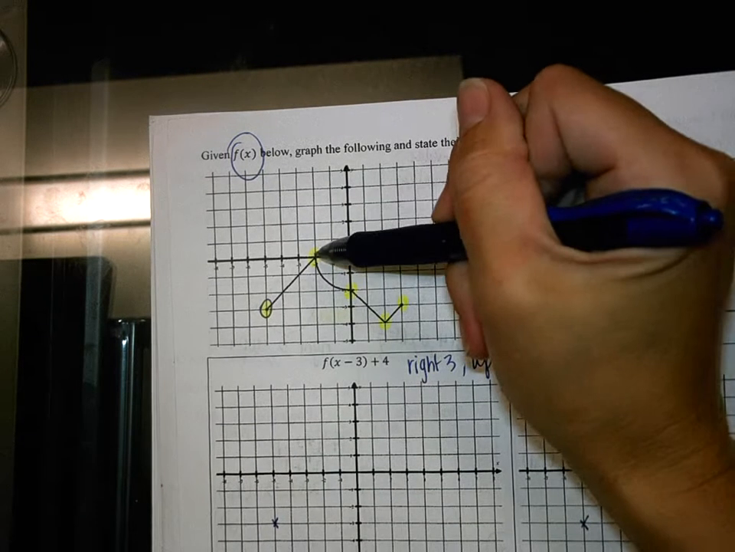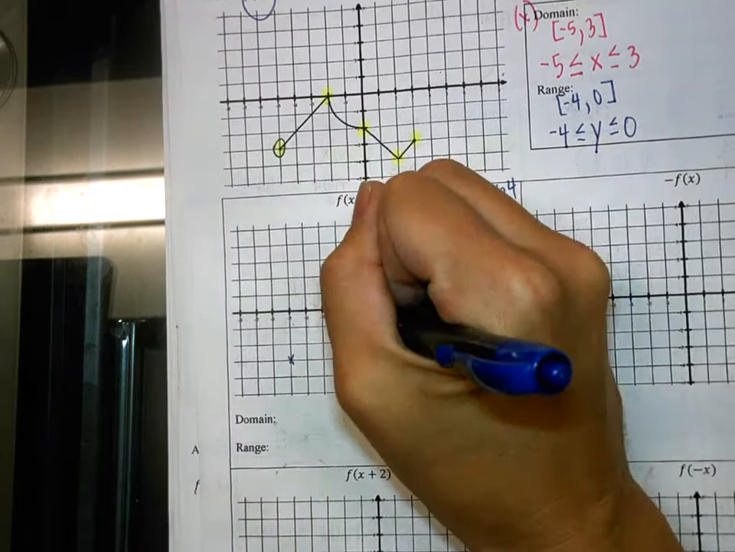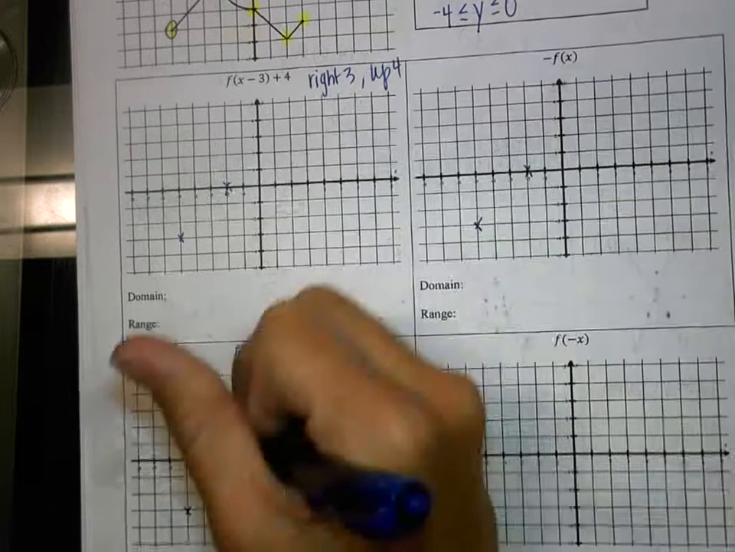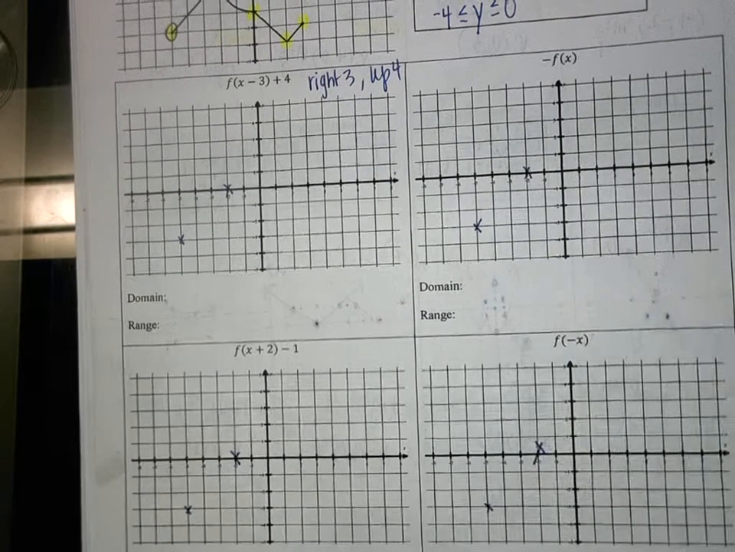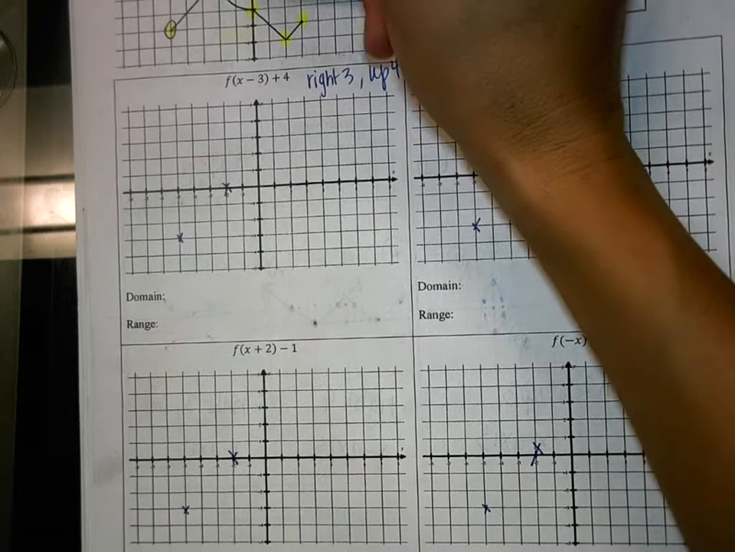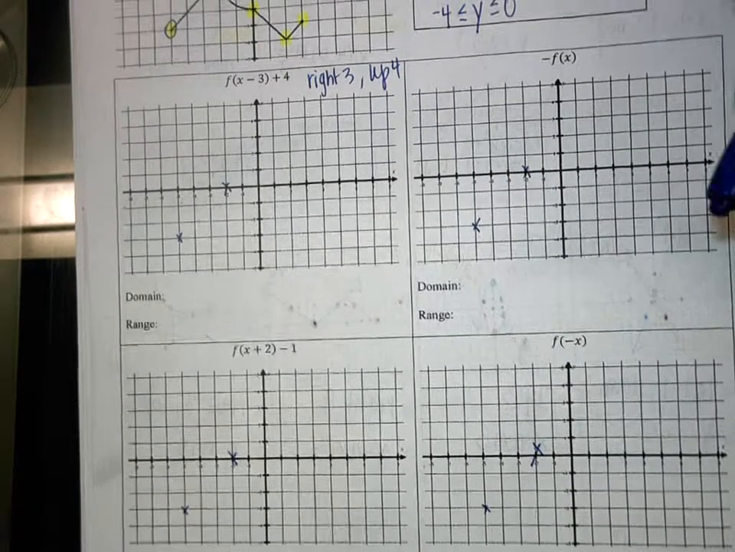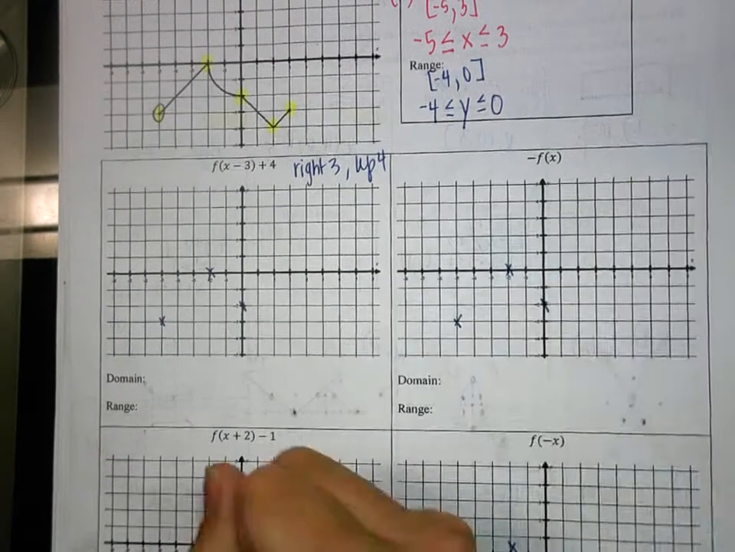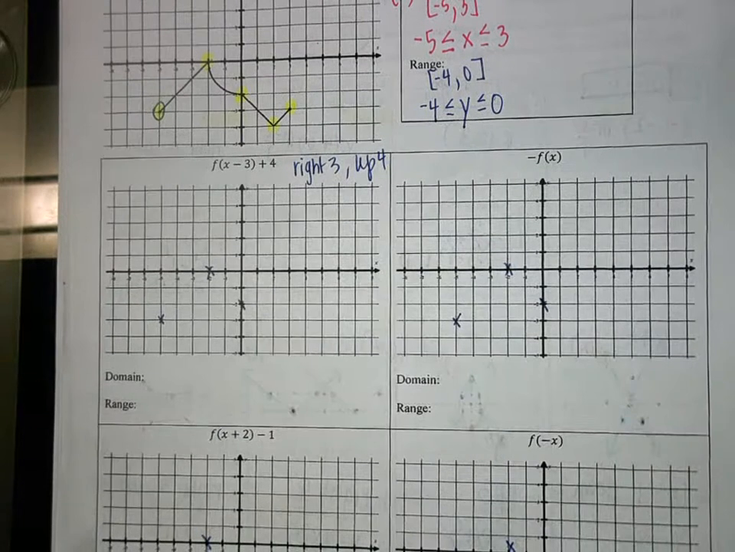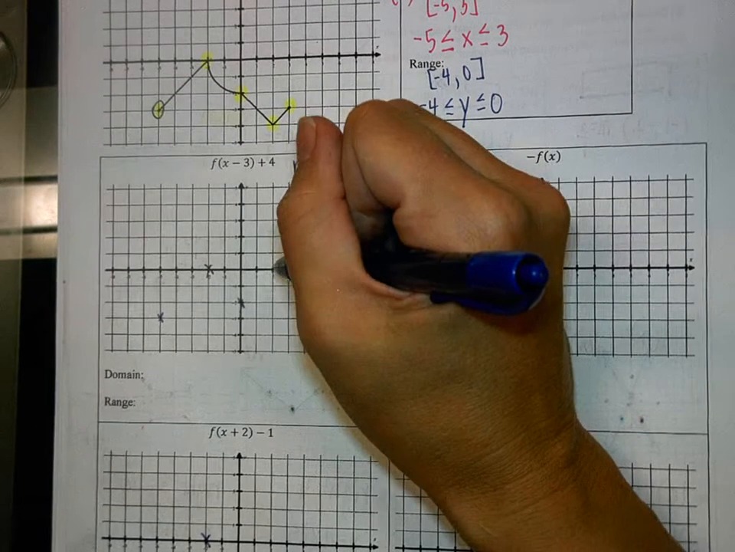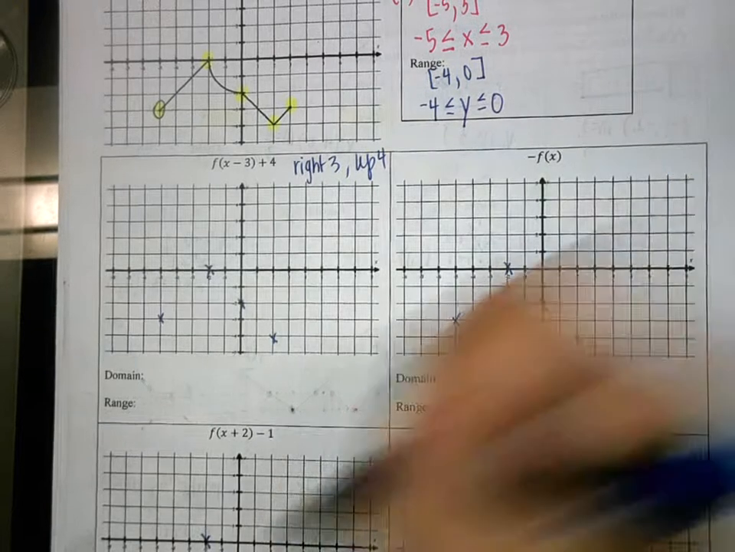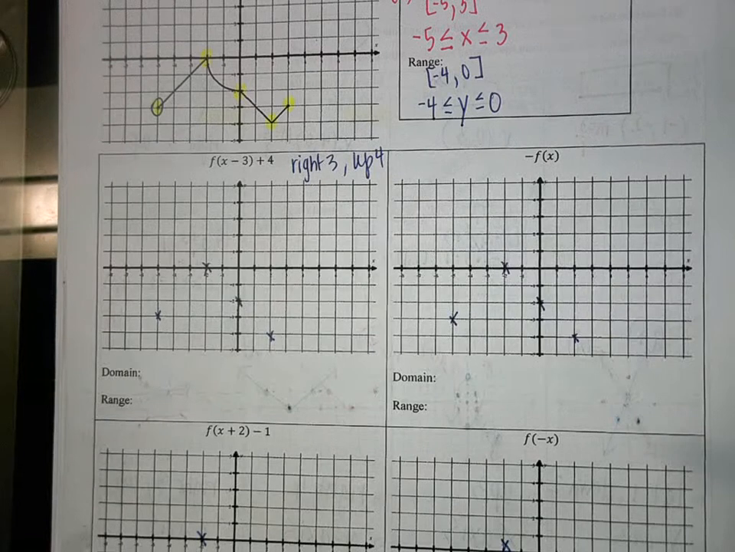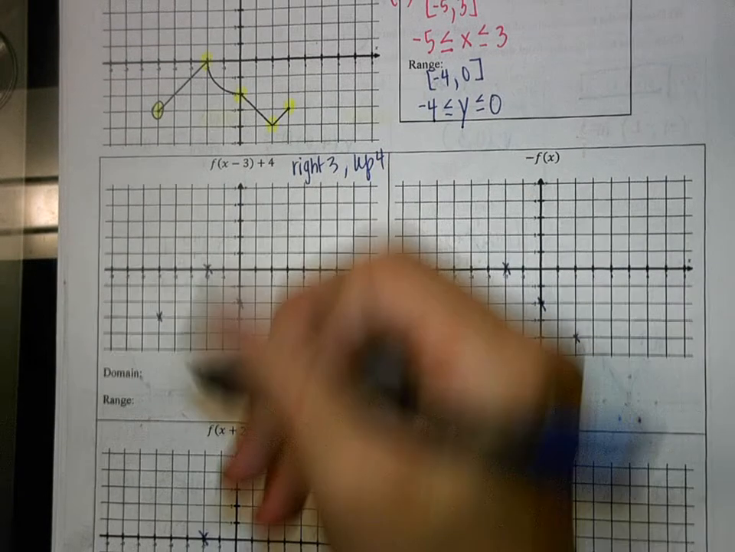Okay? So the next point I'm going to mark on all of them is at what? -2, 0. So I'm marking -2, 0 on each of the graphs. And then the next one is at 0, -2. So 0, -2, I'm going to mark that on all of them. And then we have 2, -4. And then the last one is at what? 3, -3. Good.